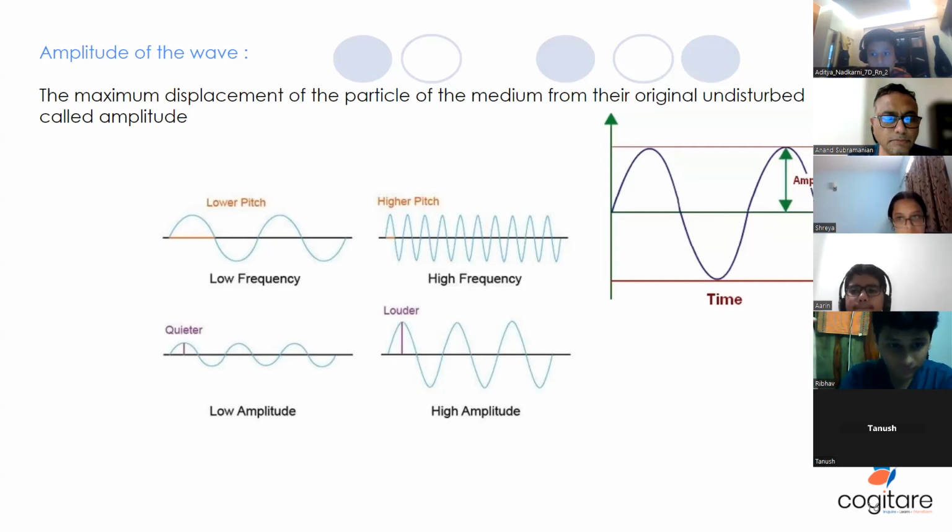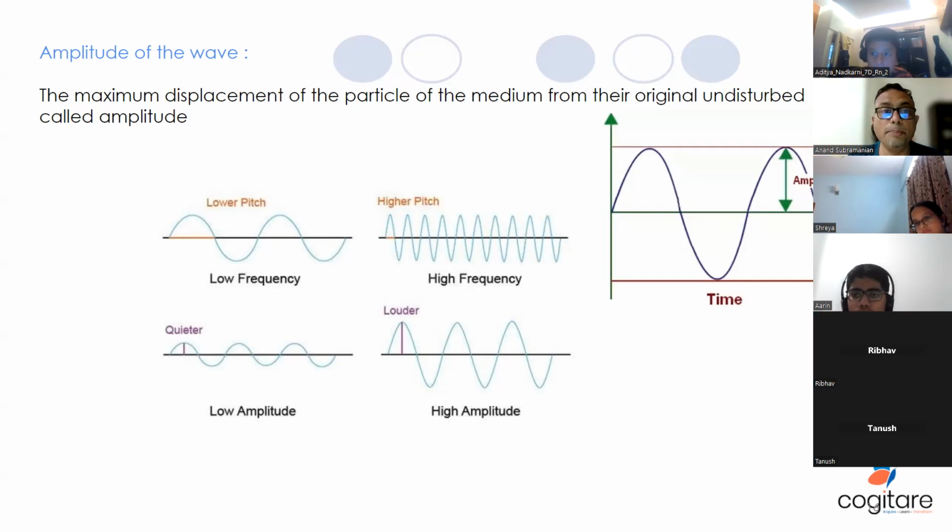Go ahead, Riba. The distance from the baseline to the crest and from the baseline to the trough. Instead of baseline, Aditya, do you have any other word for it? Mean position. So this central line is the mean position. From the mean position, the wave is rising, so that is called the peak. The distance between the mean position and the peak of the wave is called the amplitude. Are you following this, guys?